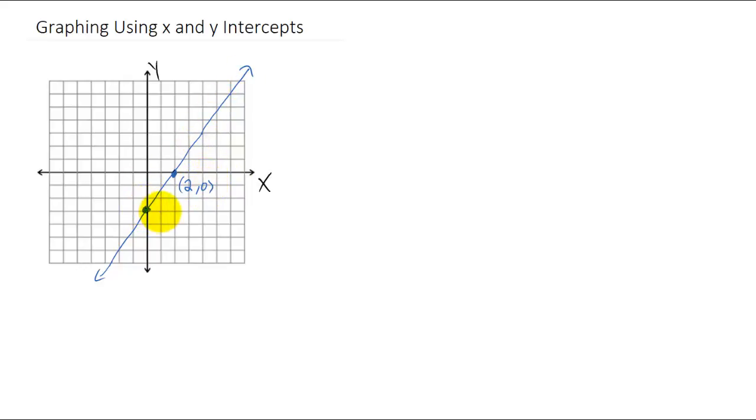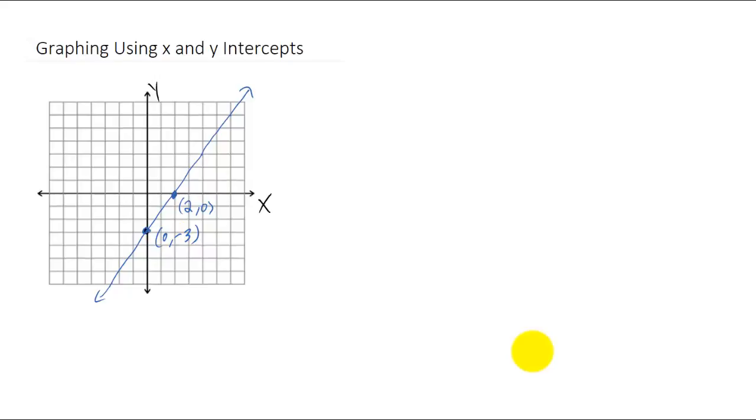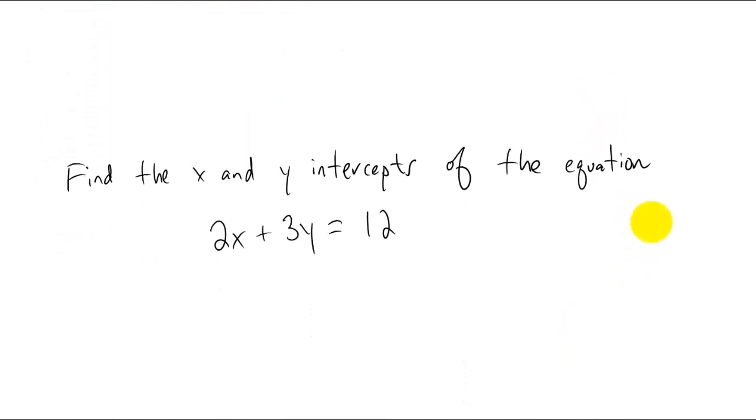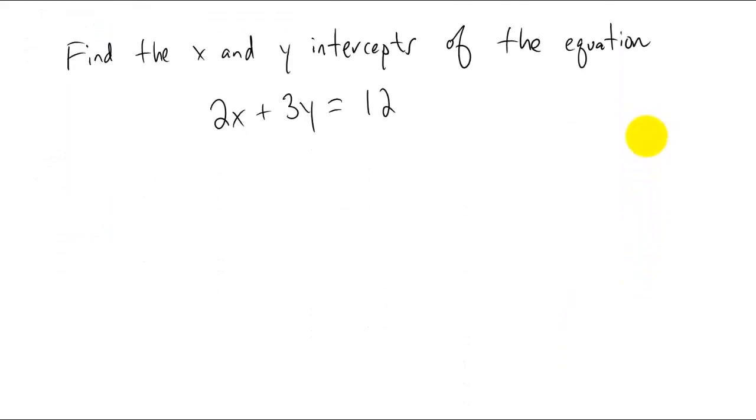It's right here. And the y-intercept in this case is (0, -3). And likewise, you might realize that no matter where this graph intersected with the y-axis, the x value is always going to be 0. Okay, but what if we weren't given a graph of a line? What if we were just given the equation of a line? What if we wanted to find the x and y intercepts of the equation 2x + 3y = 12?